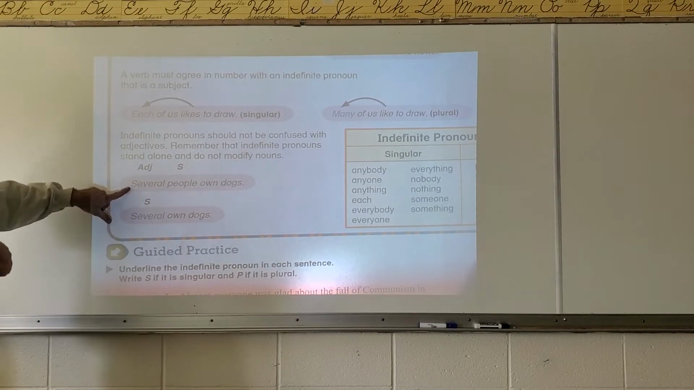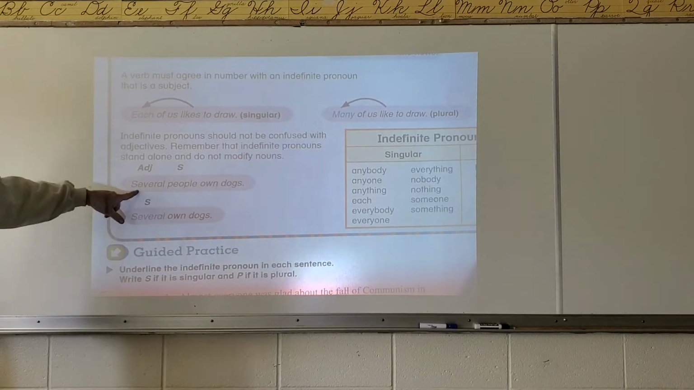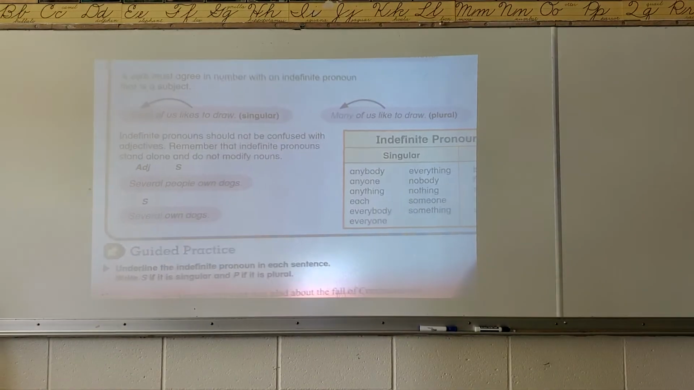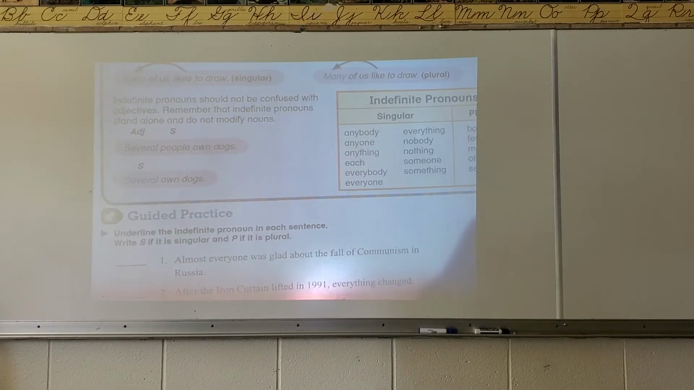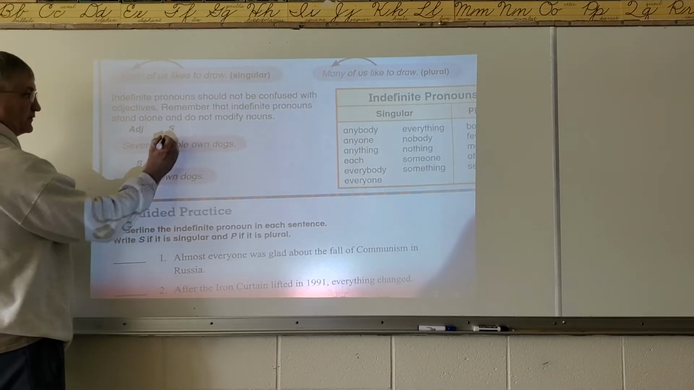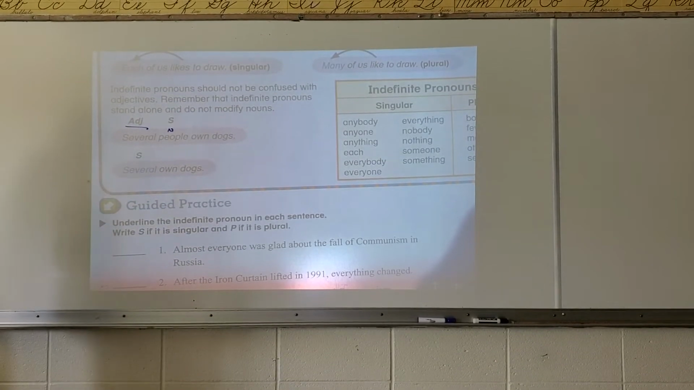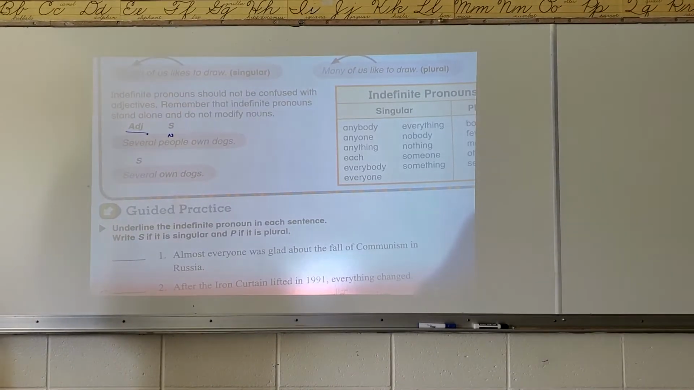Okay? Adjectives: several people, own dogs. All right? Several, if you take a look, this is where the confusion can come in, on the plural form. But look, it is modifying. This is telling how many people. So I have a noun. This noun becomes an adjective. It's not an indefinite pronoun when it's modifying a noun.